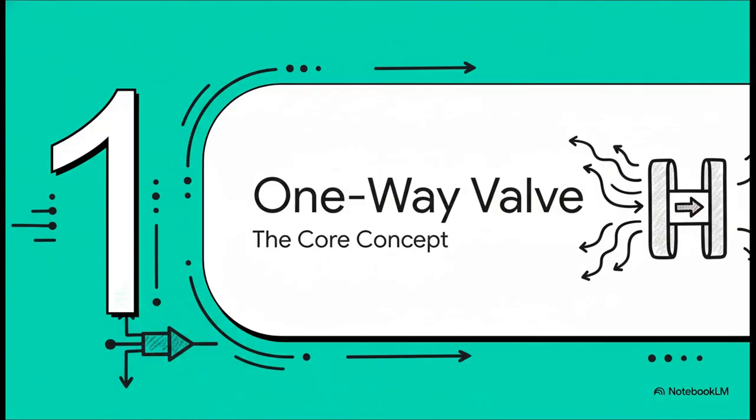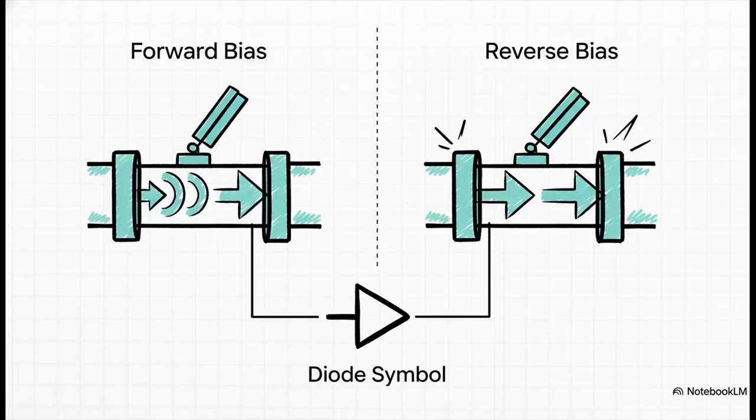Before we get into any of the complicated electronics, let's start with a really simple analogy just to get our heads around the basic idea. I want you to picture a valve in a water pipe. You know, one of those with a little flap. It lets water flow forward, no problem. But if that water tries to flow backward, the flap just slams shut and the flow stops, dead in its tracks. Well, a diode does the exact same thing, but for electric current. It's all about controlling direction.